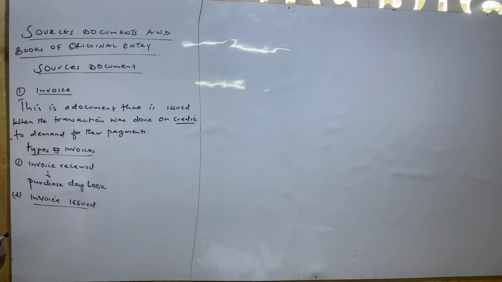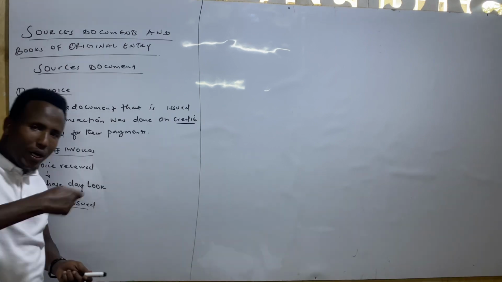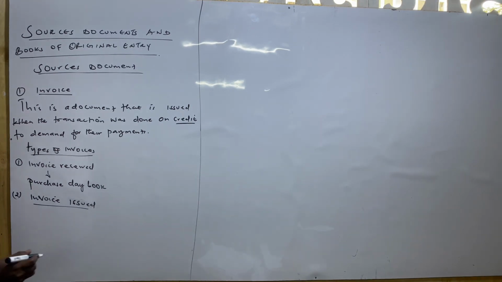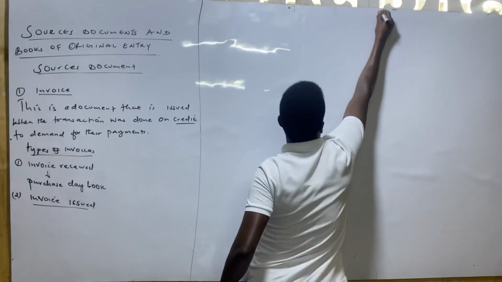Then that is as far as an invoice is concerned. So we have the invoice received and invoice issued. Okay, the invoice received is the invoice that's coming to our business from our supplier, and that is what we're going to use when preparing the purchase day book. Okay, we have also invoice issued. The invoice issued is the invoice given to a customer when we are selling goods to a customer on credit. Just understand that.